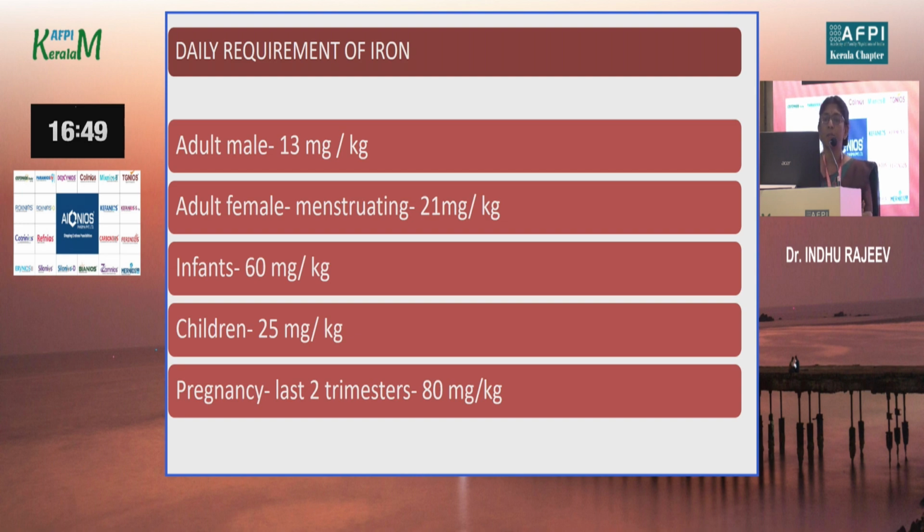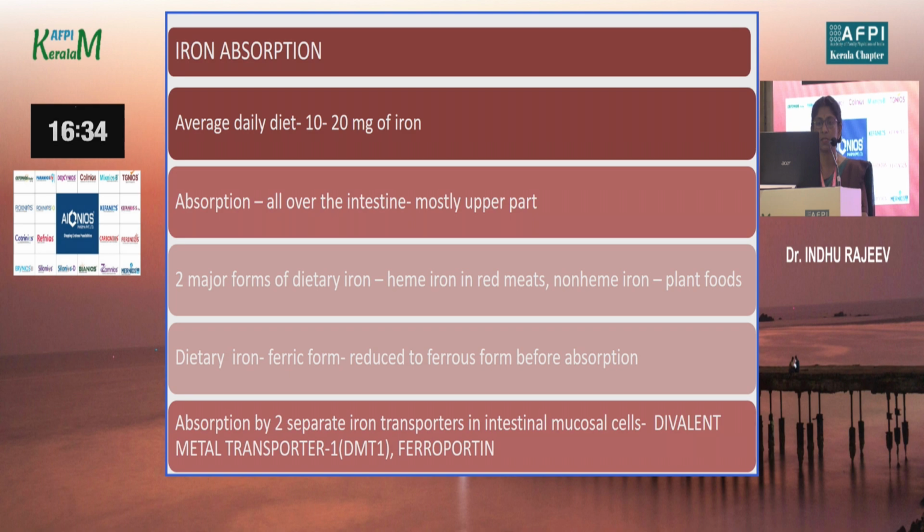The daily requirement of iron in a male is around 13 milligram per kg, in a menstruating female around 21 mg per kg, infants around 60 mg per kg, children around 25 mg per kg, and in the last 2 trimesters of pregnancy 80 mg per kg. So requirements are very high in pregnancy, as you all know.